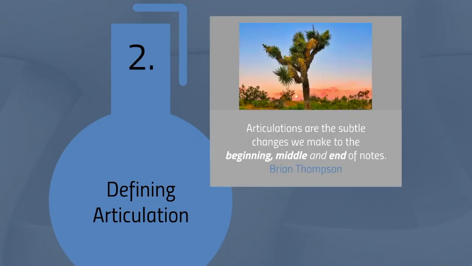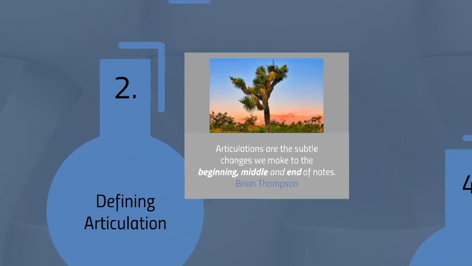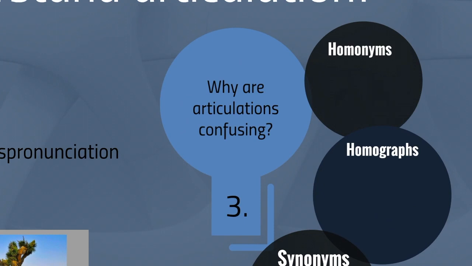Here's a great definition. Articulations are the subtle changes we make to the beginning, middle, and end of notes. Too often we think articulations are how we start a note, but it is more than that. The middle and the end are included in articulation. So why can articulations be confusing?